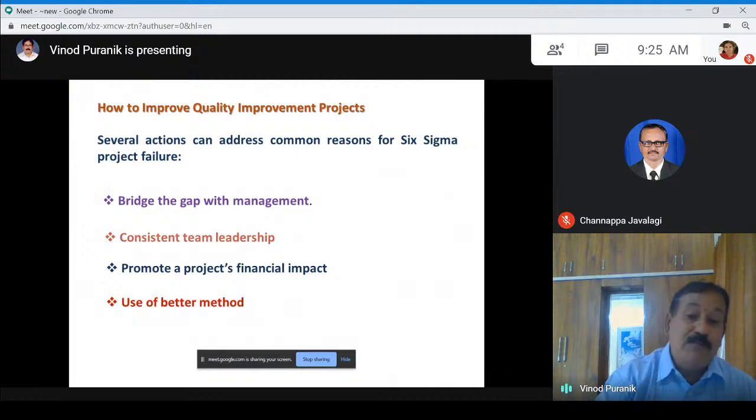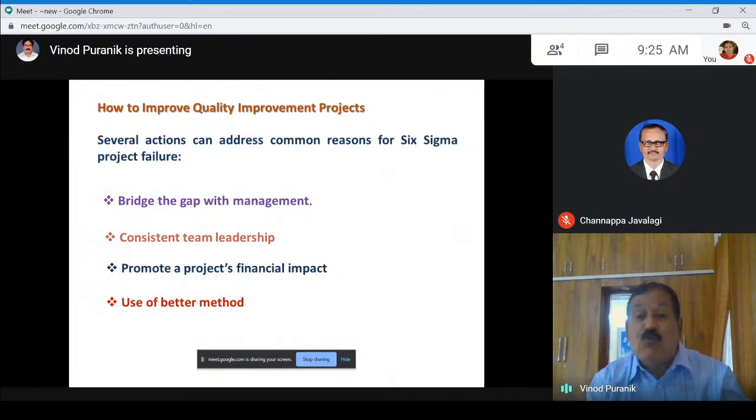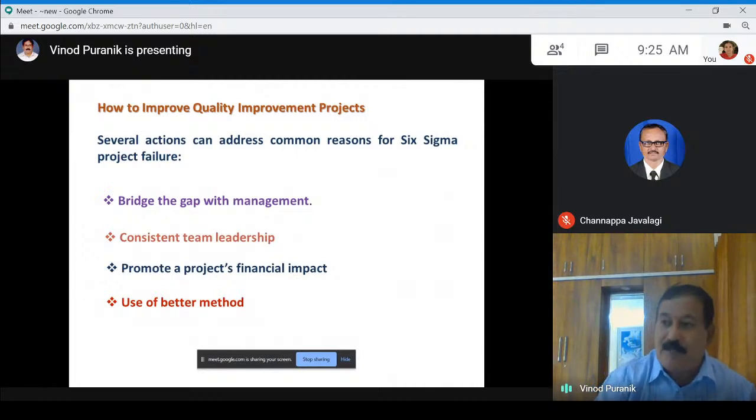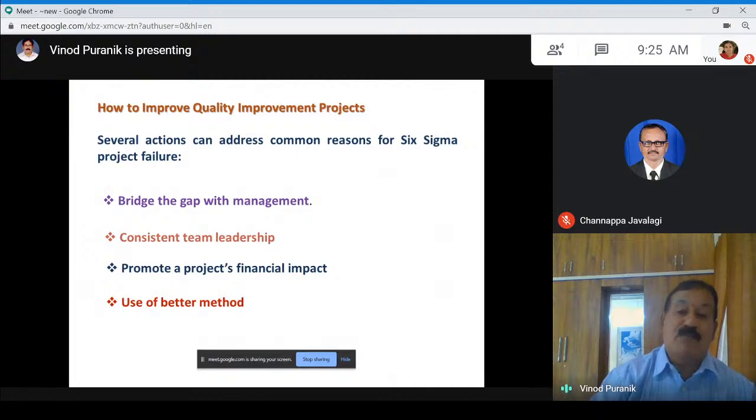One more very important thing is that whoever is leading the team has to groom a successor. That's very important, and where we have failed is in doing that. He has to groom a successor to replace his leadership. Wherever feasible, keep the black belts assigned to a team as part-time leaders. Consistent team leadership is always very important for the success of Six Sigma projects.